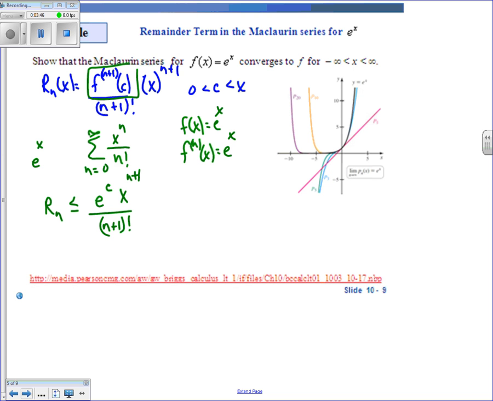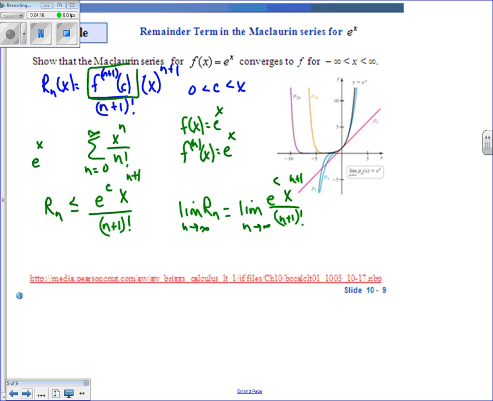And I want to look at that limit, the limit of the R sub n as n goes to infinity. So we've got the limit of e to the c times x to the n plus 1 over n plus 1 factorial, where the limit is as n goes to infinity. Now for e to the c, I need to have some sort of a bound on that, or be able to compare it to these other expressions.